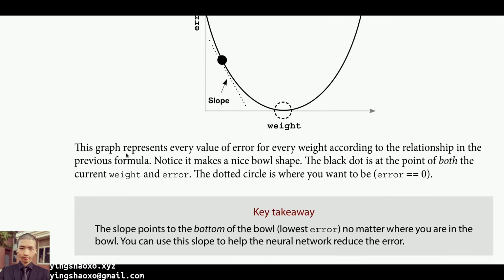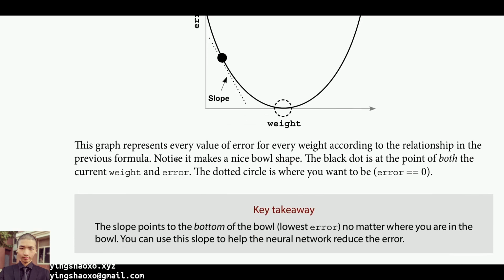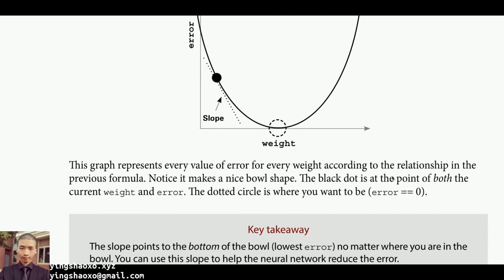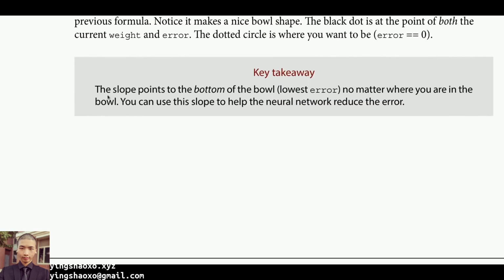This graph represents every value of error for every weight according to the relationship in the previous formula. Notice it makes a nice bowl shape. The black dot is at the points of both the current weight and error. The dotted circle is where you want to be, the error equal to 0. The slope points to the bottom of the bowl, lowest error. No matter where you are in the bowl, you can use this slope to help the neural network reduce the error.